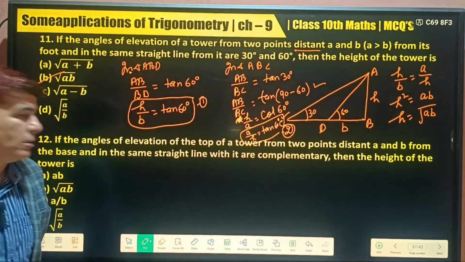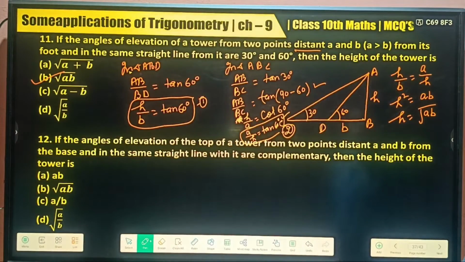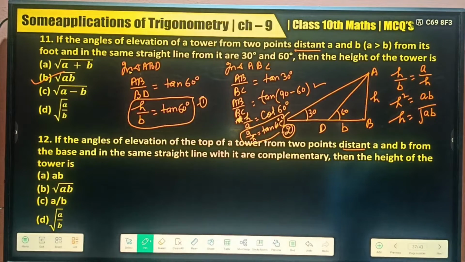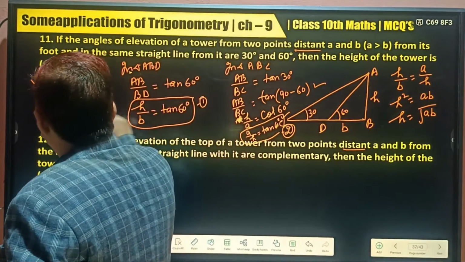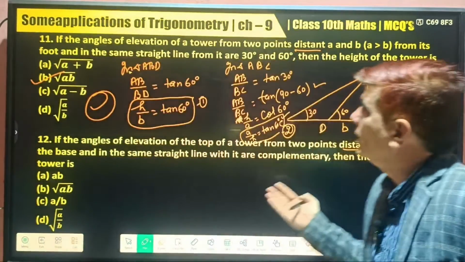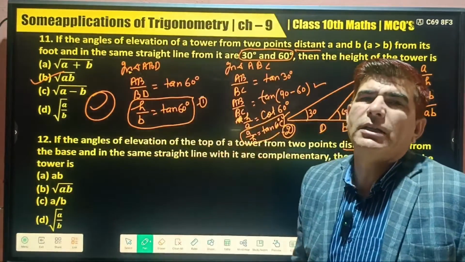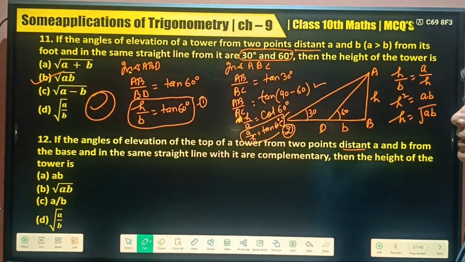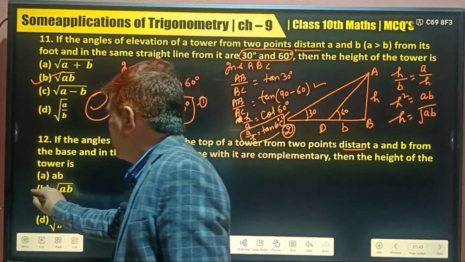Next, question number 12. If the angles of elevation of the top of a tower from two different points A and B, on the same straight line from the base, are complementary... it's the same as this. Only the statement is changed. Here also complementary. Complementary means their sum is 90 degrees. And you have to find the height of the tower. So again your answer is B.